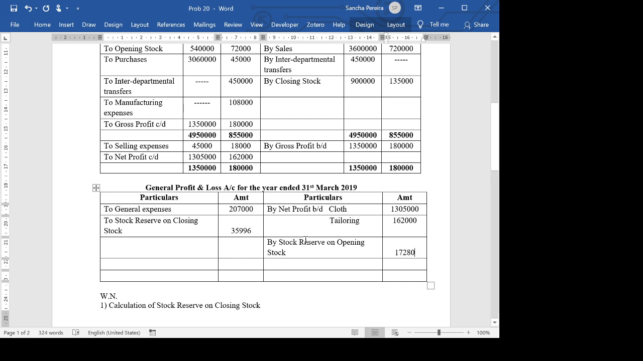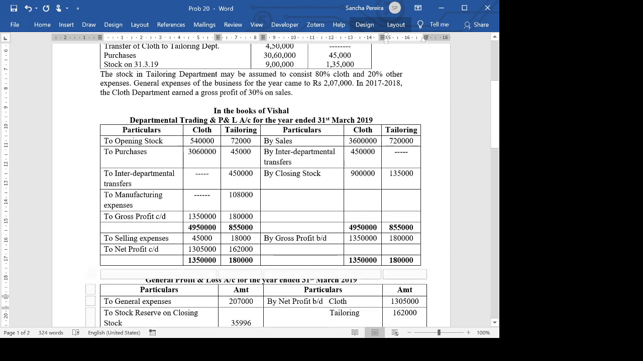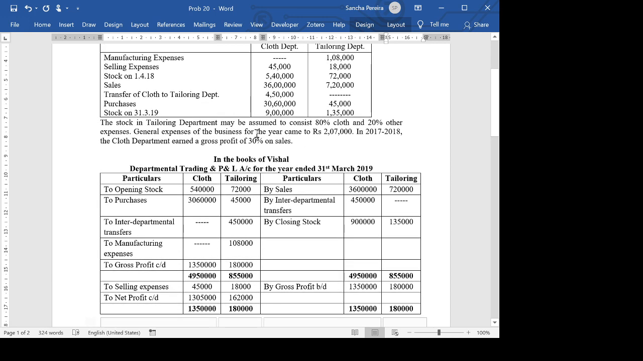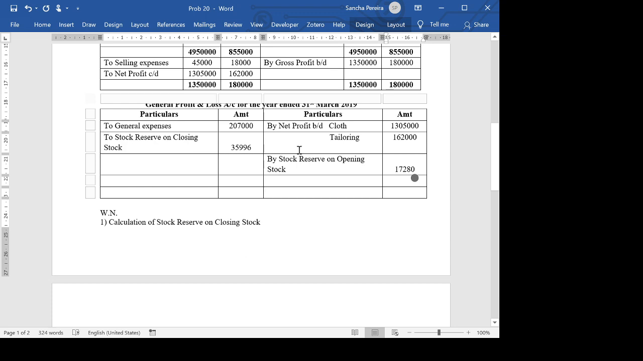Now this normally happens only if information like this is given. In no other problem have I calculated stock reserve on opening stock. Why haven't I calculated it? Because I didn't know the percentage of profit in the previous year. No problem also told me the percentage of profit of the previous year. They did not give the sales, they did not give the gross profit. Okay, so this is how this problem is done.